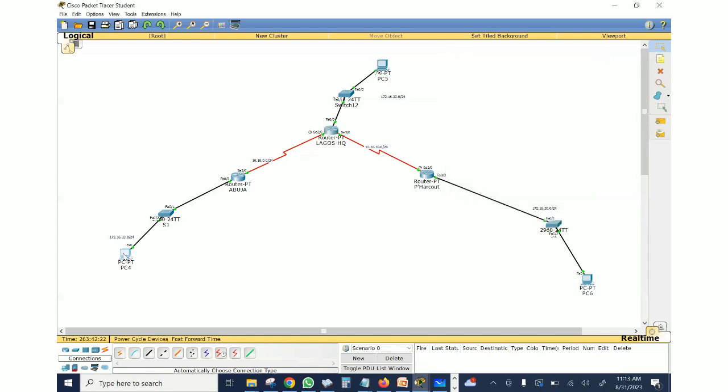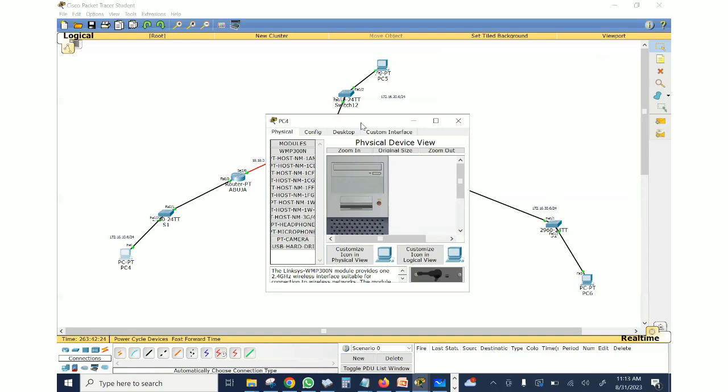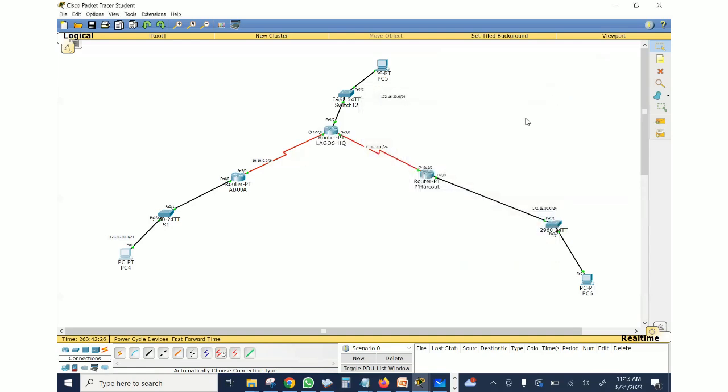Okay, we can give IP addresses to these hosts too, or maybe we do that later. Now we have, this is a network, this is a network, this is a network. 1, 2, 3, 4, 5. This is 5 networks. 1, 2, 3, 4, 5, 6. Sorry, this is 1, this is 2, this is 3, this is 4.